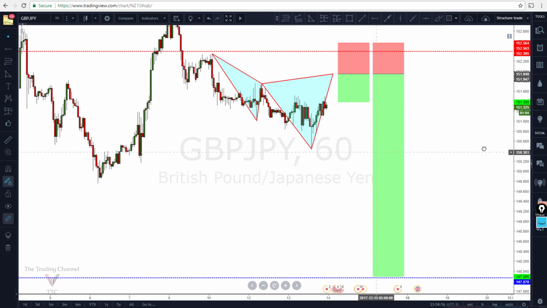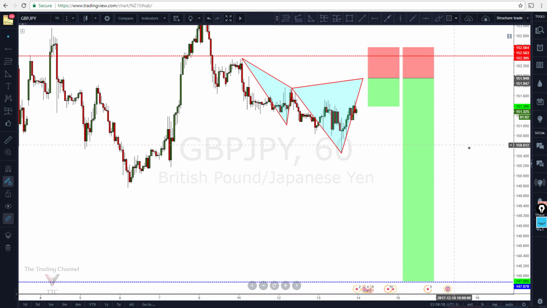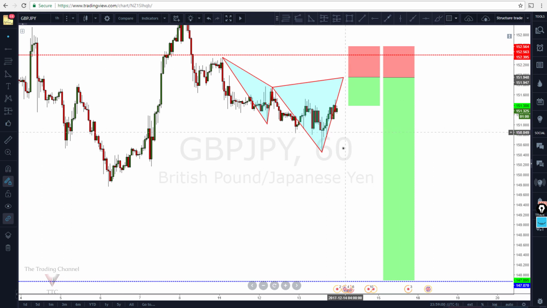Of course, I'll be managing this position on the way down if we in fact do end up completing the cipher pattern. So that will actually look a little something like this. If we get up here, we complete this cipher pattern, the market pushes down, hits our first targets.